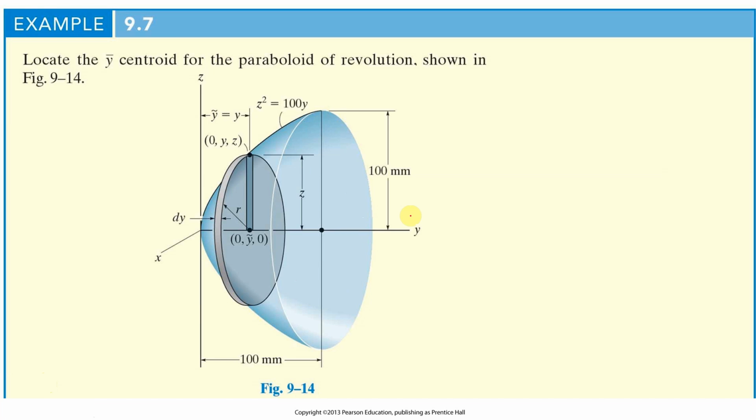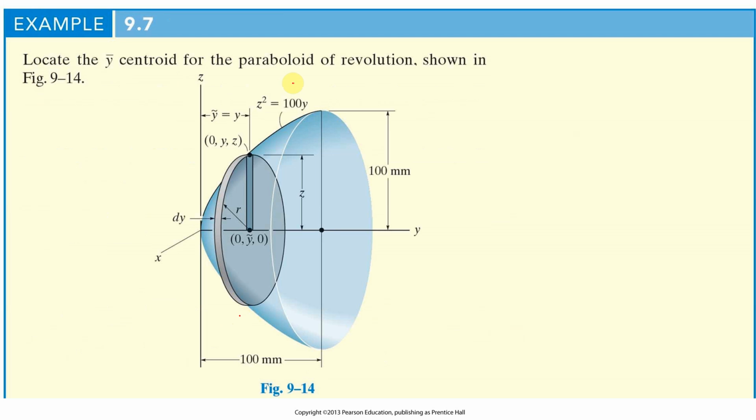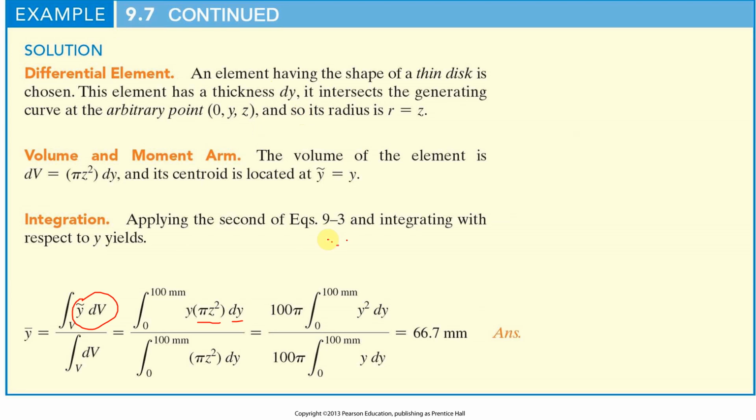Okay, next slide. As I mentioned, here's y bar dV. So it's pi z squared dy. Let's go back in just a second. Take a look at it. Yeah, so here the z squared is 100y. So 100 pi y squared dy from 0 to 100 millimeters. That's the length. dV is just the pi z squared part, so it's 100 pi y dy.